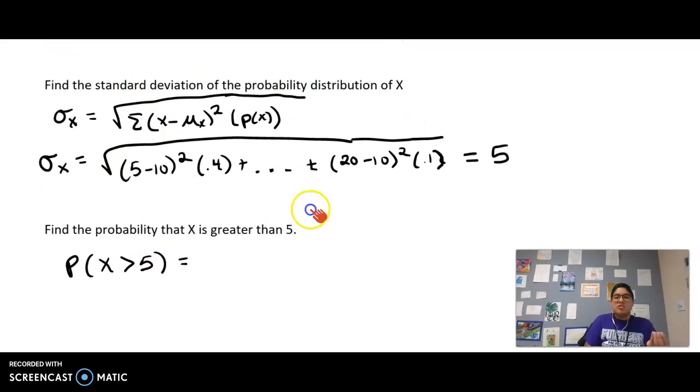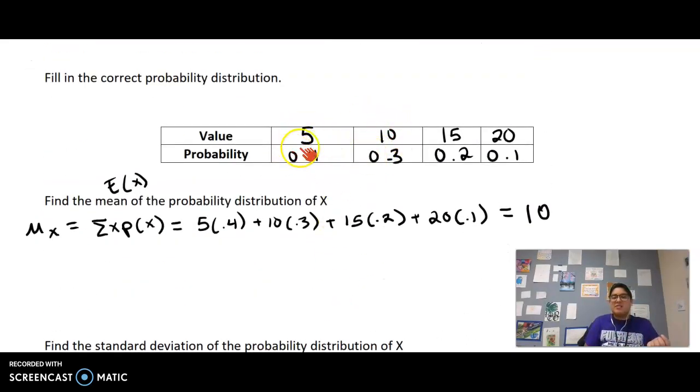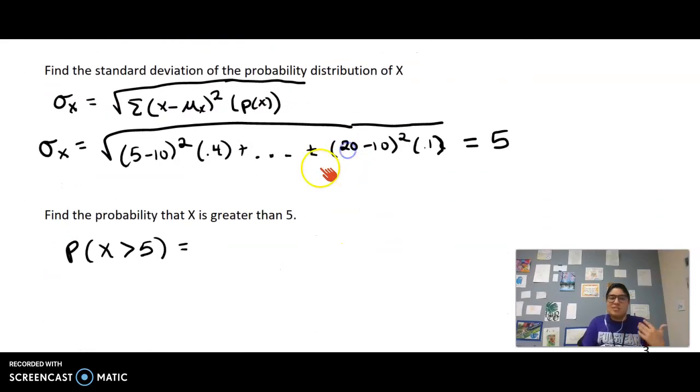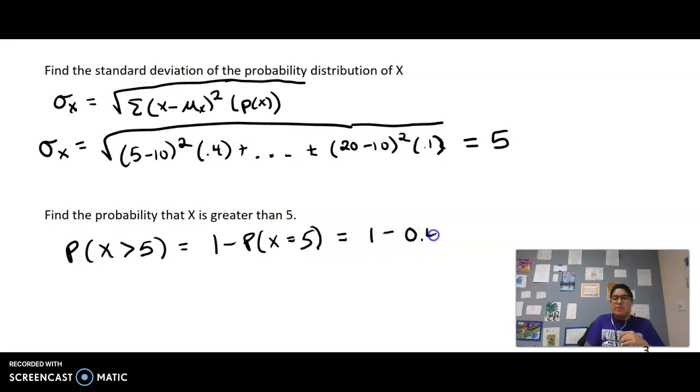Well, looking at my distribution here, the probability that x is greater than 5 would be 10, 15, or 20. And so if I want each of these values, that means I could ignore the 5. And so I can actually just use the complement rule. So I will take 1 minus the probability that x equals 5. And that's going to give me 1 minus 0.4, which is about 0.6.